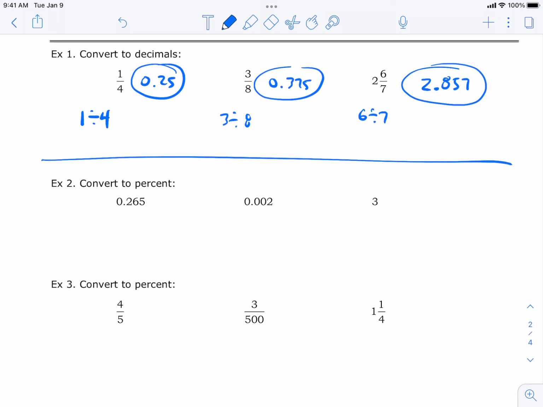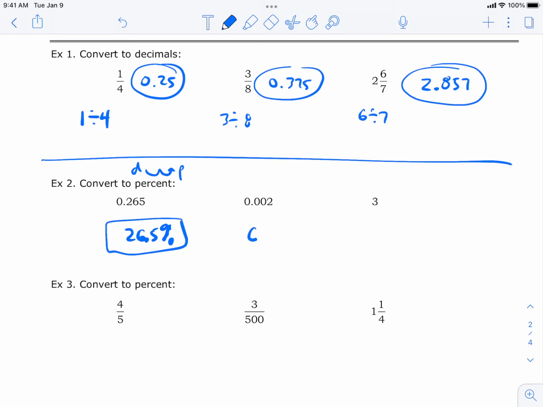Okay. How about these? Convert to a percent. Remember, if you want to go from a decimal to a percent, you slide 2 places to the right. The important thing there is it's always 2 places, never more, never less. If I go 2 places here, that's going to be 26.5%. The decimal goes there.